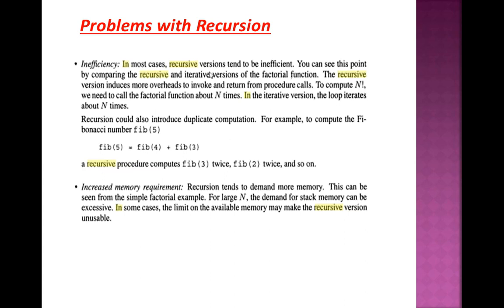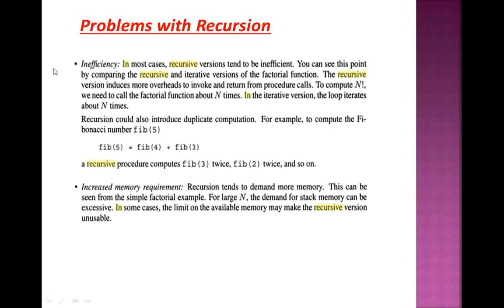To compute n factorial, we need to call the factorial function about n times. As I told you, result equals n times fact(n minus 1), means every time it calls itself. So this takes lots of overhead to invoke and return from the procedure calls. In the iterative version, the loop iterates about n times. So whenever there are 5 digits, it will iterate 5 times, 10 digits, it will iterate 10 times. This is not efficient while using a big program or large program with 10,000 lines of coding.